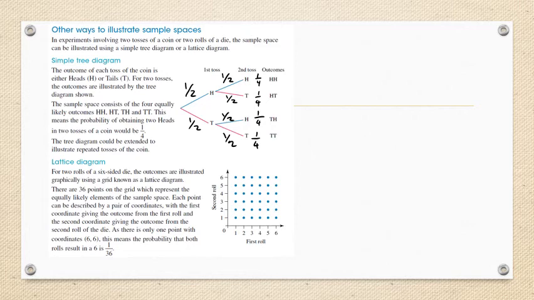Lattice diagrams. Lattice diagrams let us look at all the different outcomes there can be. It might look a little bit useless, but sometimes we can use those to help us look through what happens with the different events.